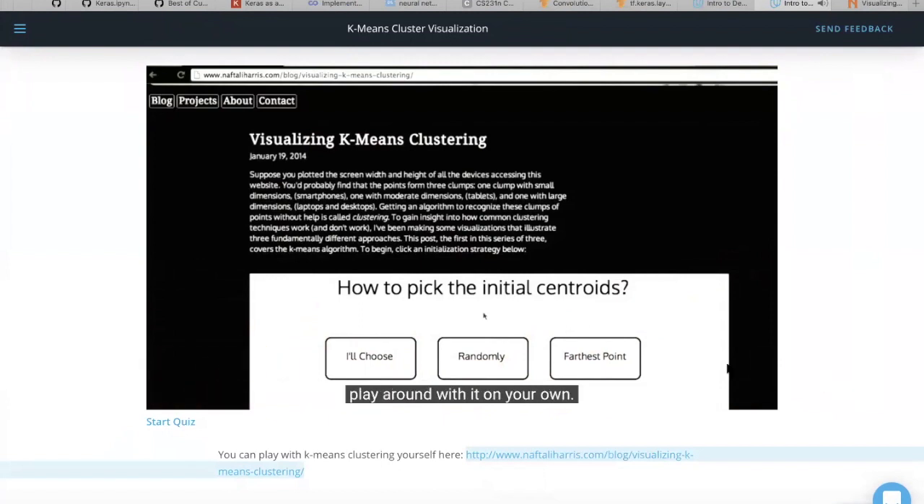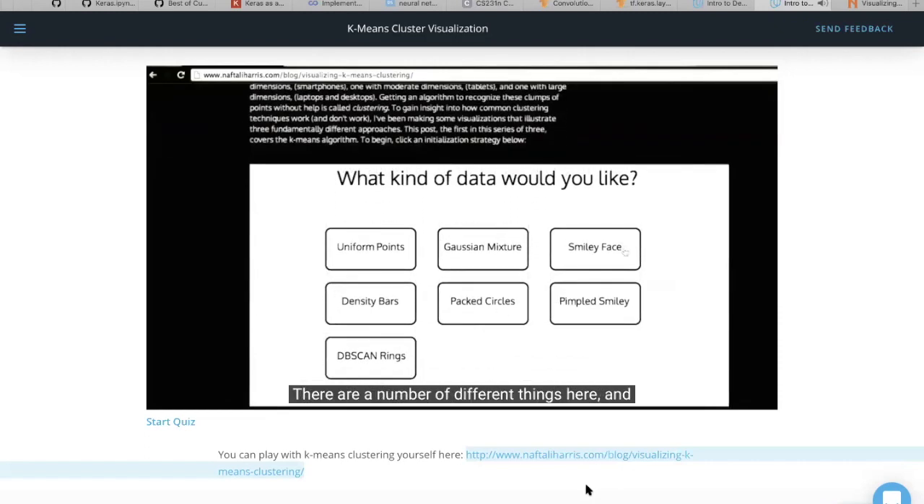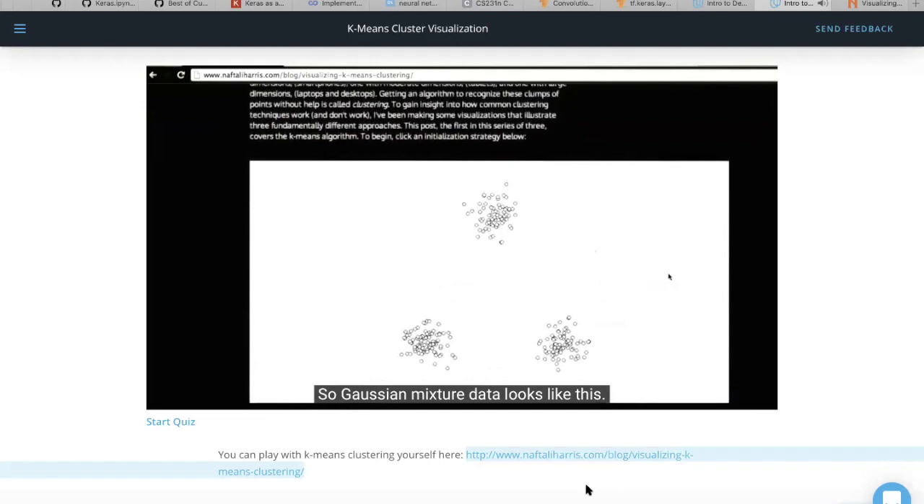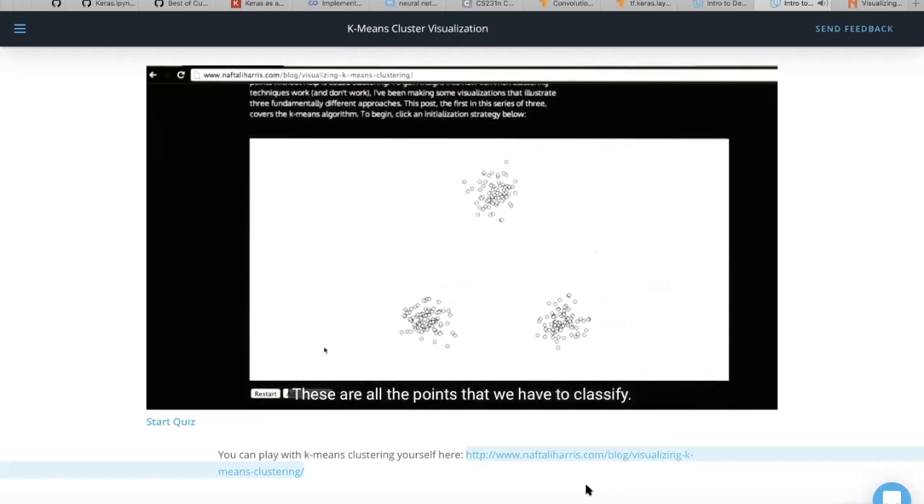You can go and play around with it on your own. So it starts out by asking me how to pick the initial centroids of my clusters. I'll start out with randomly right now. What kind of data would I like to use? There are a number of different things here, and I encourage you to play around with them. A Gaussian mixture is really similar to one of the simple examples we've done so far. So Gaussian mixture data looks like this. These are all the points that we have to classify. The first question for you is, how many centroids do you think is the correct number of centroids on this data?